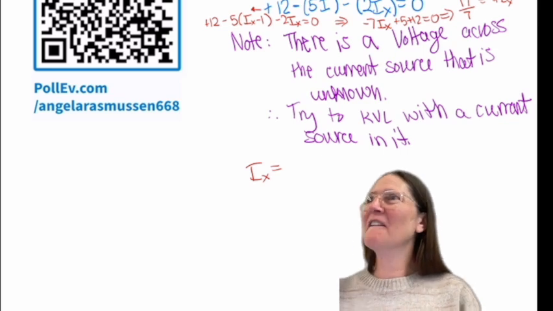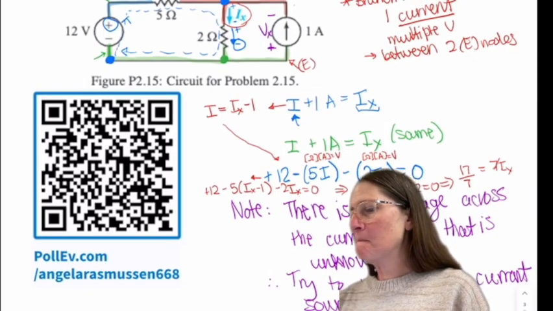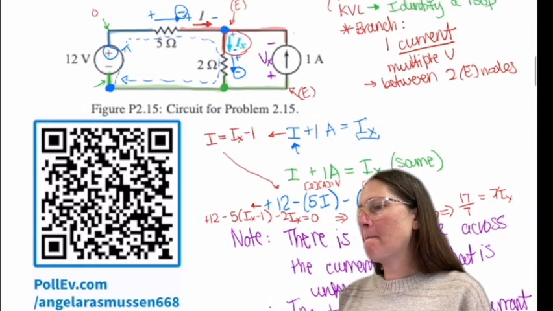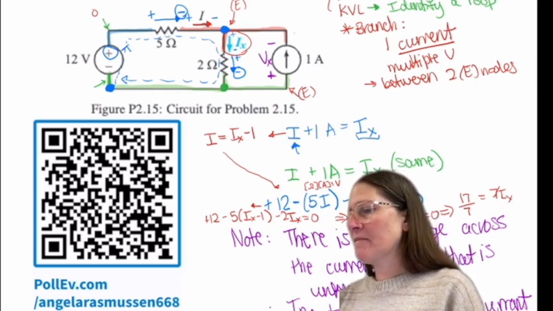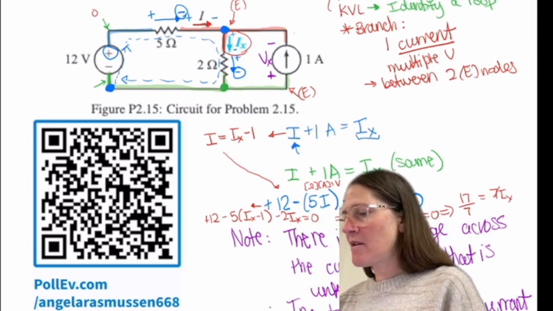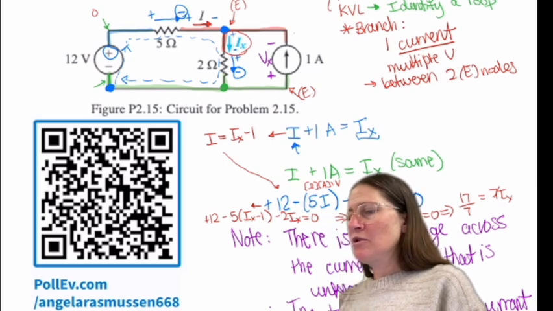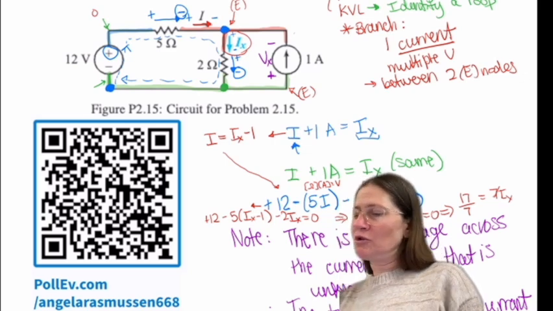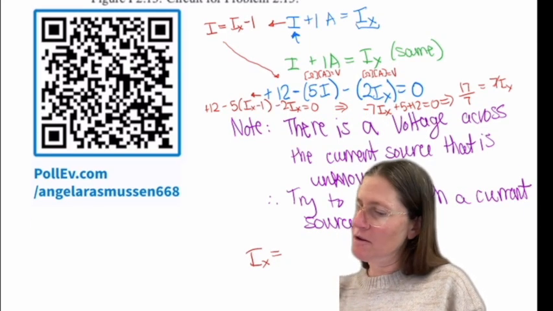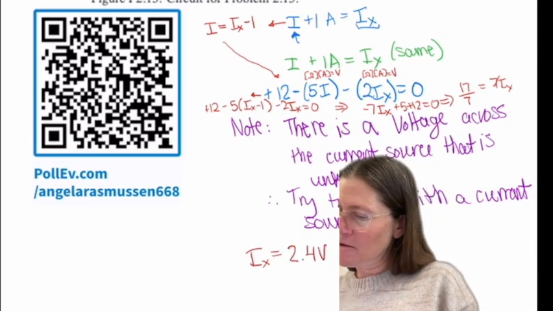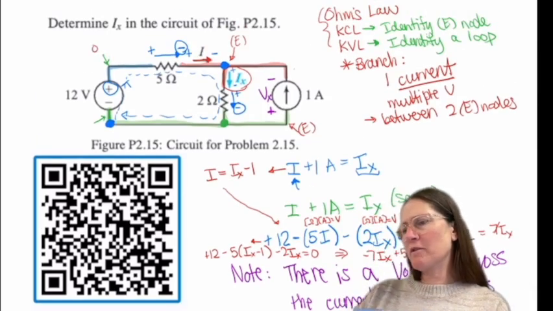There is that 1 amp on the other side. Do we account for that? Since we're going off that top node, everything coming in has to equal the current coming out, right? So that's where that extra 1 comes from? No? So let's see, 2.4. So Ix is 2.4 amps, so we would have 1 and then 1.4 amps.